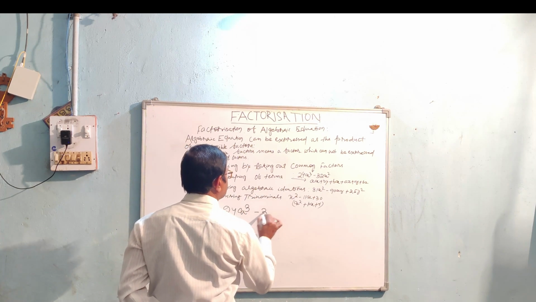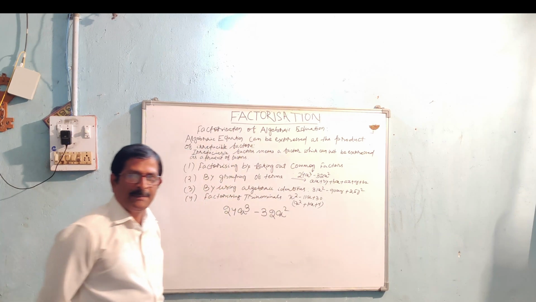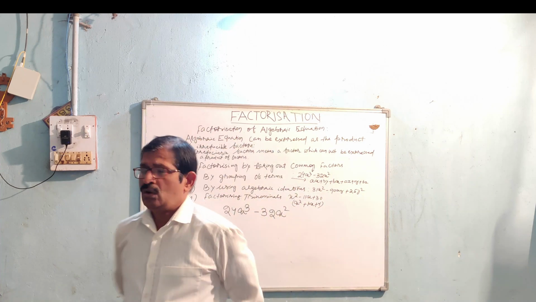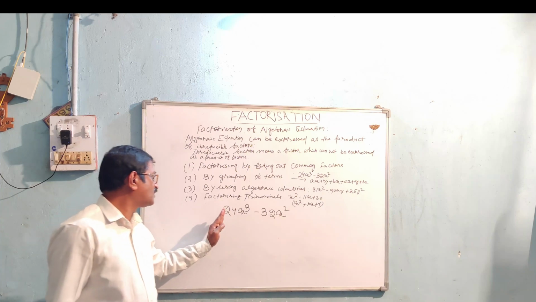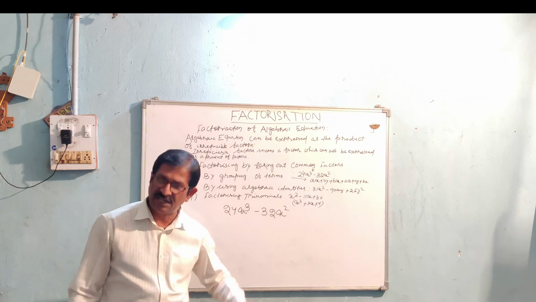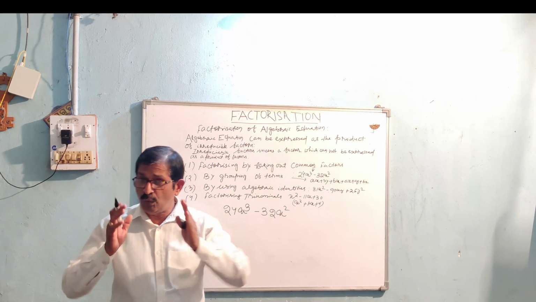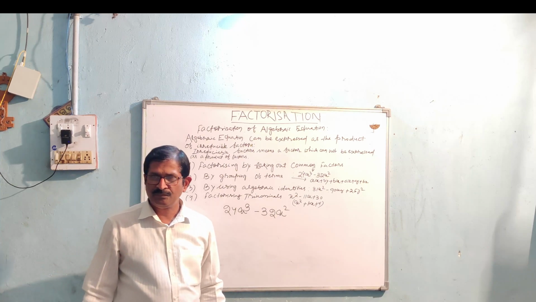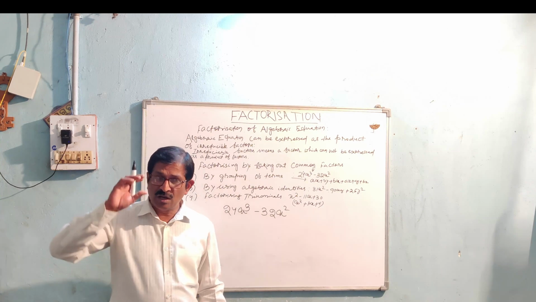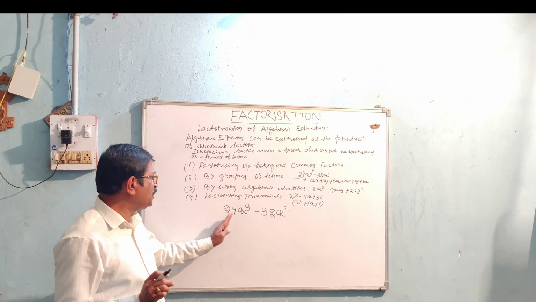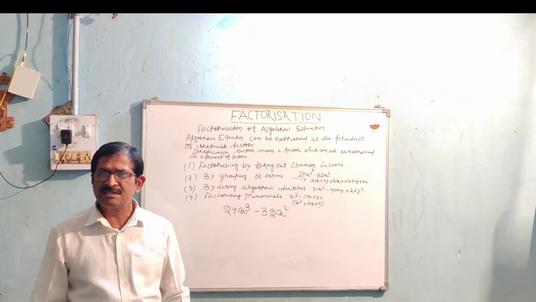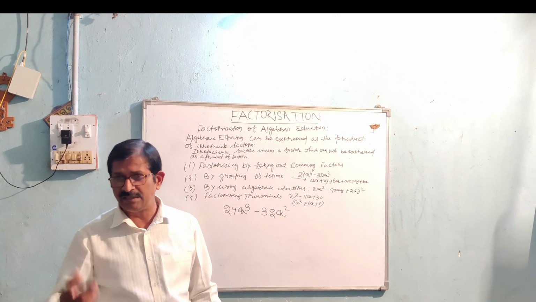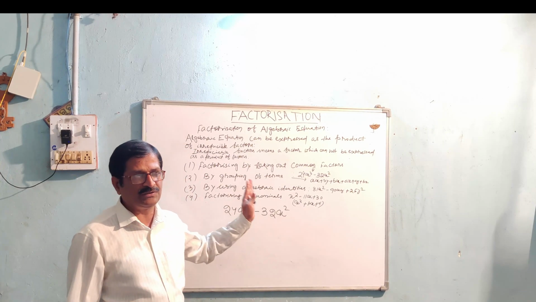It is given 24x cube minus 32x square. We have two terms: one is 24x cube and another is 32x square. You see the numeral part of the terms: here it is 24 and here it is 32. Now find out which factor is the highest between the factors of 24 and 32. That is nothing but 8. I have already told you the highest factor should be taken. I have taken 8 because 24 is divisible by 8, and 32 is also divisible by 8. There is no other number more than 8 which divides both numbers.